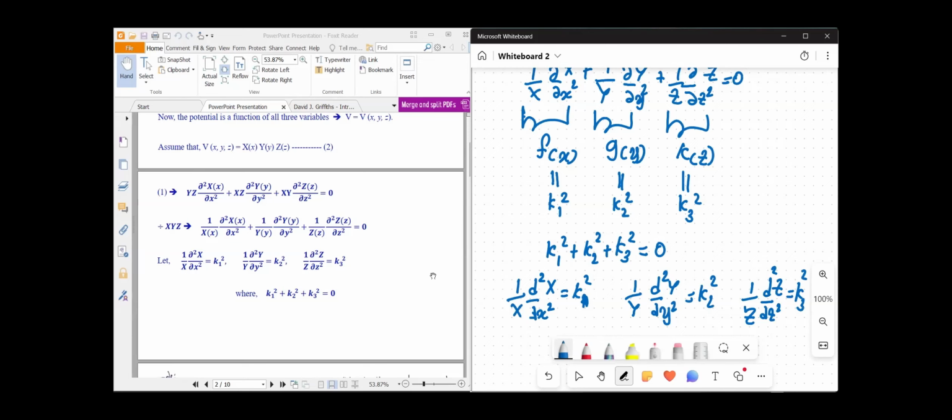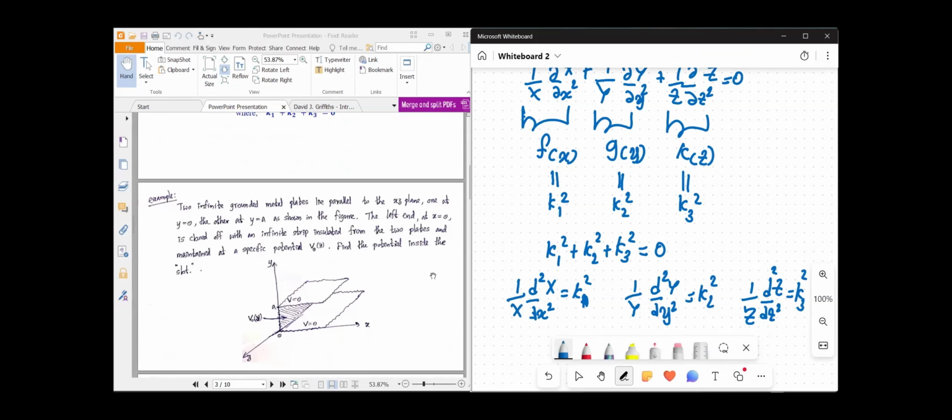Now let's try a question. Two infinite grounded metal plates lie parallel to the xz plane, one at y equal to 0 and the other at y equal to 1 as shown in this figure. The left end at x equals 0 is closed off with an infinite strip insulated from the two plates and maintained at a specific potential V naught of y. Find the potential inside this slot. So we need to calculate the potential in between these two metal plates.